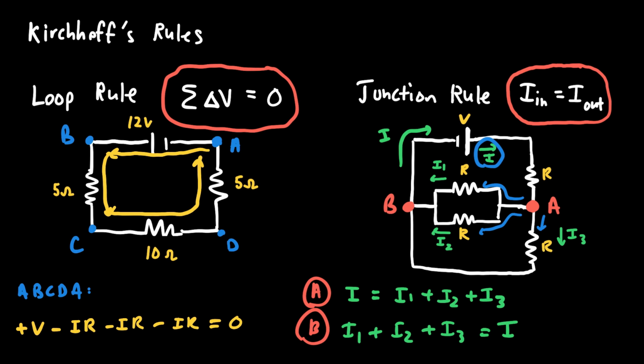Now, I have a 12 volt battery and 5 ohm, 10 ohm, and 5 ohm resistors. This is a series circuit, which means that the voltage is split among those different resistors. The current is the same everywhere, but the voltage is split.